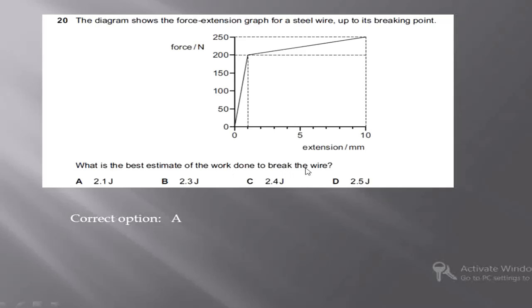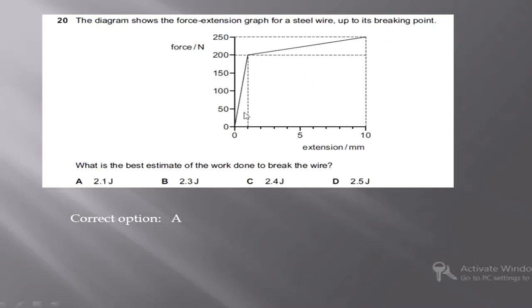Students, to calculate the work done to break the wire, we need to calculate the area under the force extension graph, because we know that the area under the force extension graph is equal to the elastic potential energy or strain energy stored in the spring or the elastic material. So if we want to calculate the work done to break the wire, we need to find the area under the graph, and this is equal to the work done to break the wire.